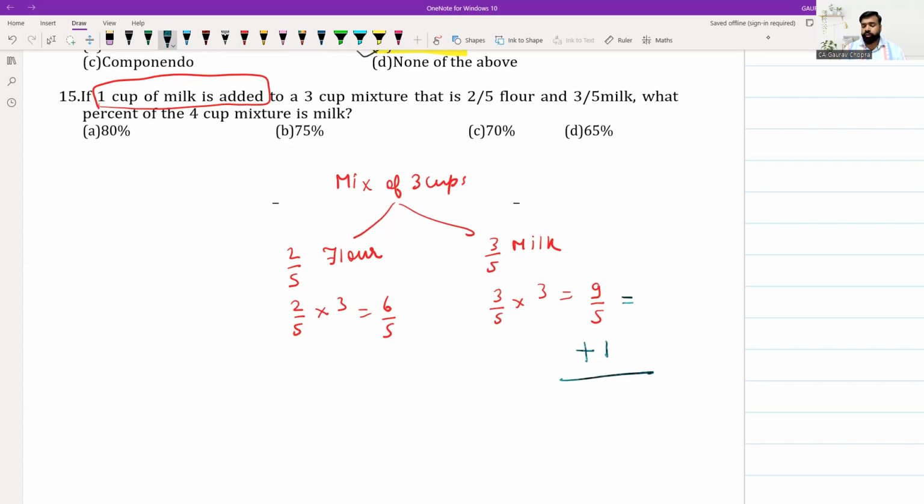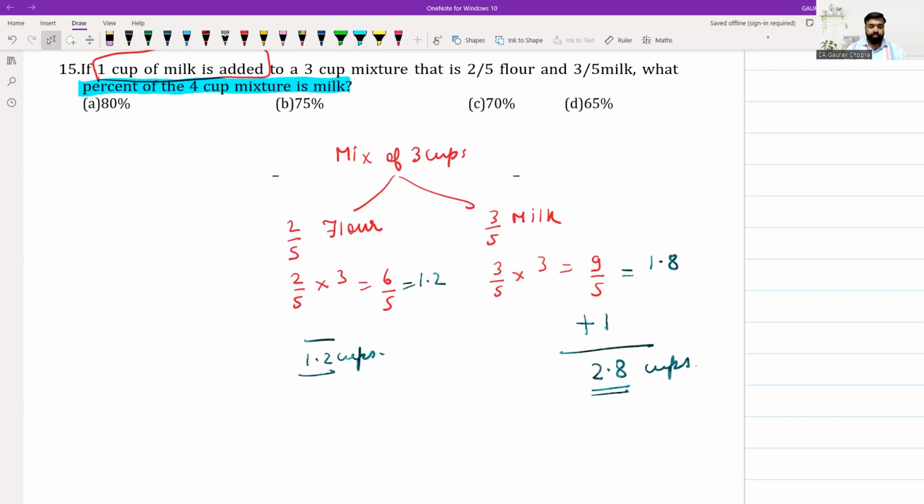Also, if you want to convert into decimal, you can convert. It will be easy. So it will be 1.8 and here it is 1.2. So 1.8 plus 1 cup of milk becomes 2.8 cups of milk. And here it is 1.2 cups of flour. Now, according to the question, what is the requirement? It says, what percentage of the 4 cup mixture is milk? So milk is 2.8 cups divided by the total number of cups, 4, multiplied by 100. Why multiply by 100? Because we have to calculate in percentage.